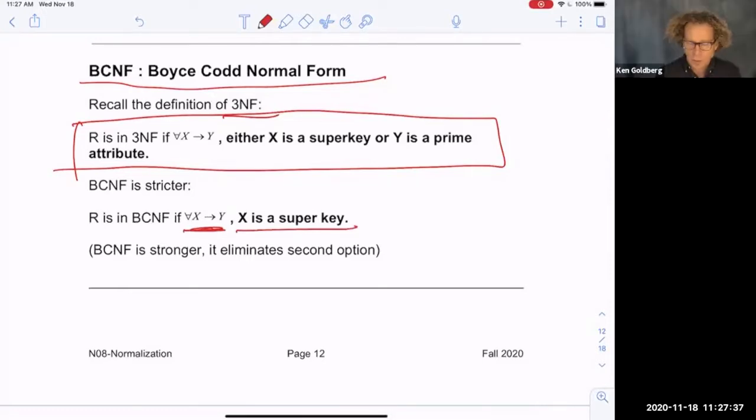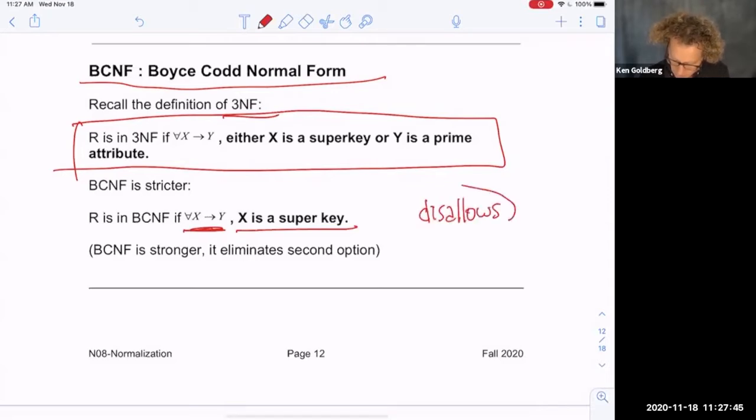Okay. So basically it disallows this condition, all right? It can only be that X is a superkey. So it's stricter. And remember, all these normal forms are essentially tighter and tighter constraints on the relations. So they're subsets of each other, if you will. In other words, it always has to be already in third normal form, but then it has to go further to make it into Boyce Codd normal form.